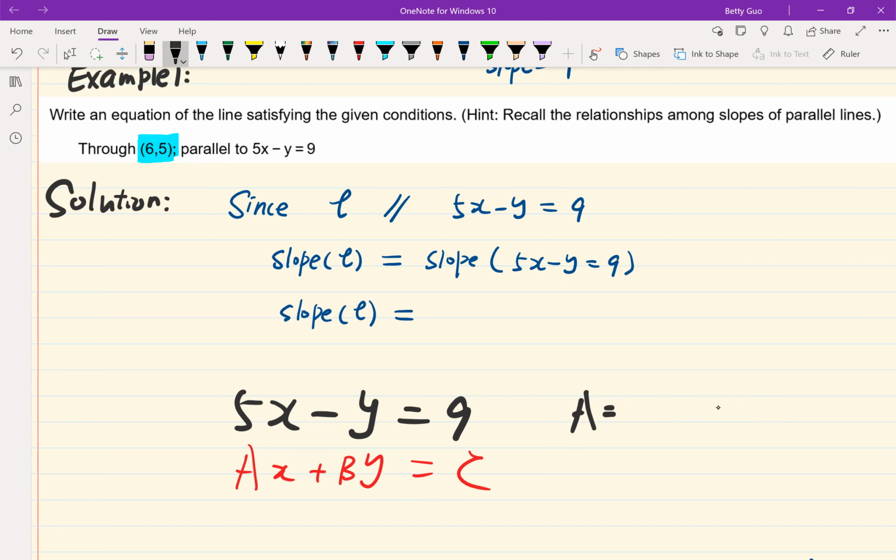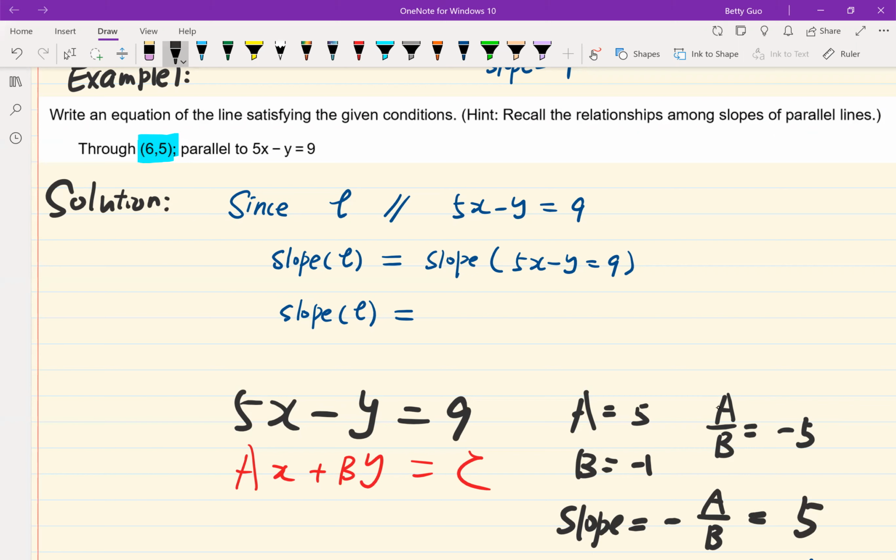A is the coefficient of x, 5. What is B? B is the coefficient of y. What is it? Negative 1, okay. What is A over B? A over B. Yeah, what is it? Okay, very good. Then the slope, which is the negative quotient of A and B, would be positive 5, right?